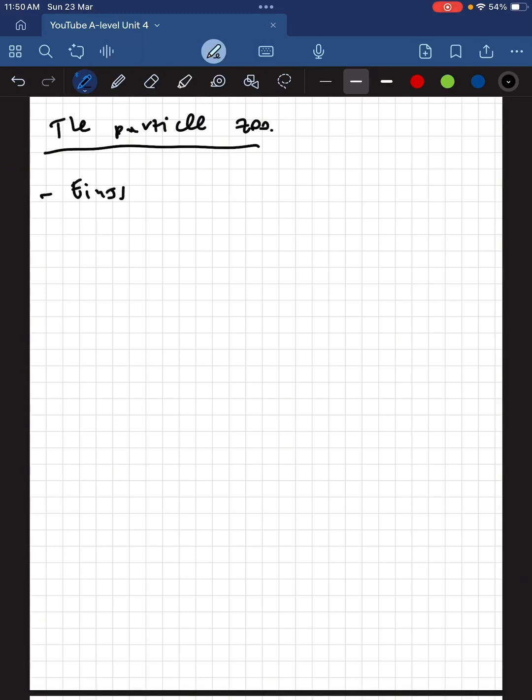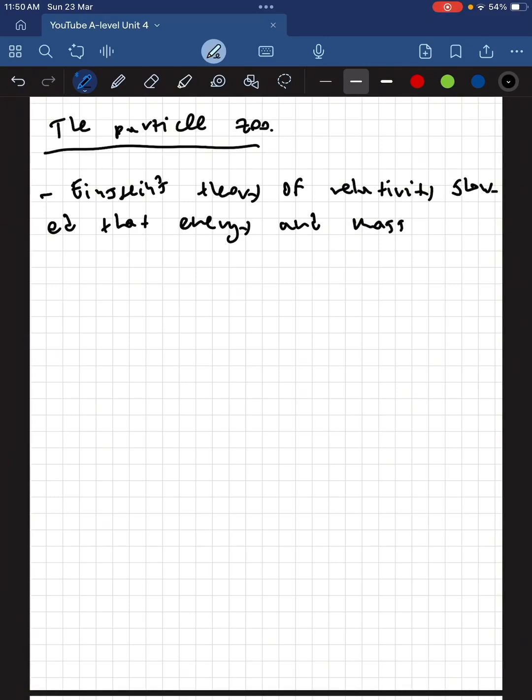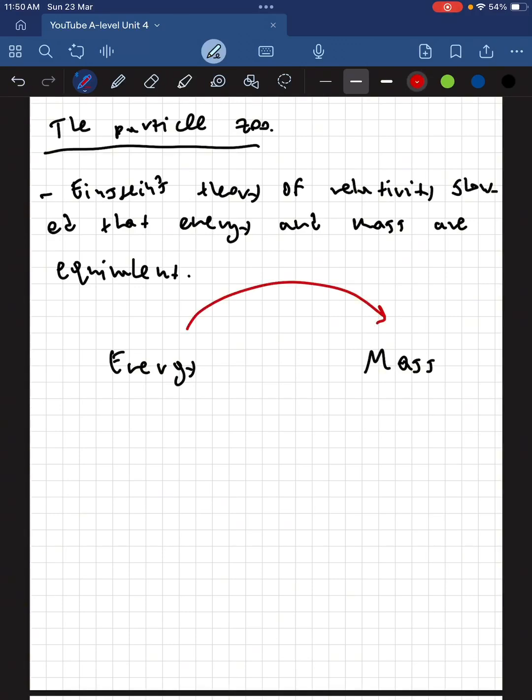So let's start by mentioning Einstein's theory of relativity. Okay, it showed that energy and mass are equivalent. This means that if we have some form of energy, we can turn that energy into mass and vice versa. Any amount of mass carries some energy. And I'm going to try to proceed fast.